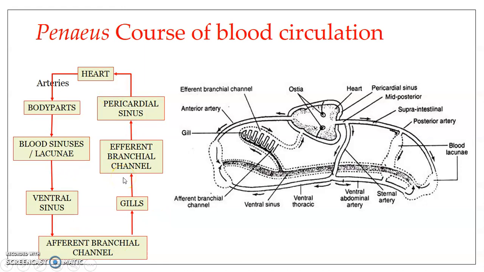Okay, so as already mentioned, Penaeus do have an open type of circulatory system, or the lacunar type, with typical blue colored hemolymph because of the presence of hemocyanin, and this is how the blood is circulated throughout the body.